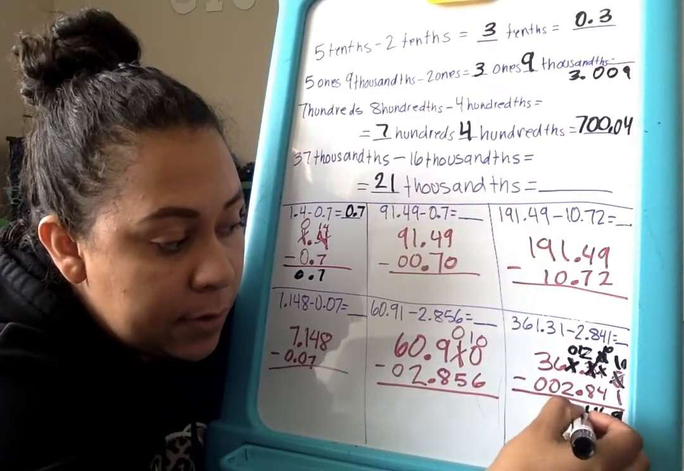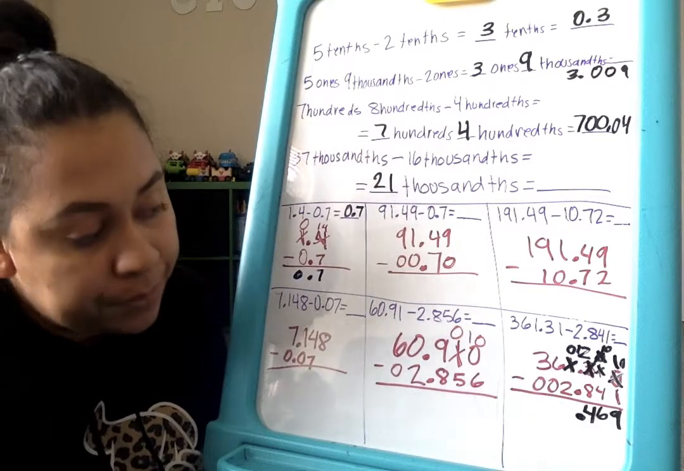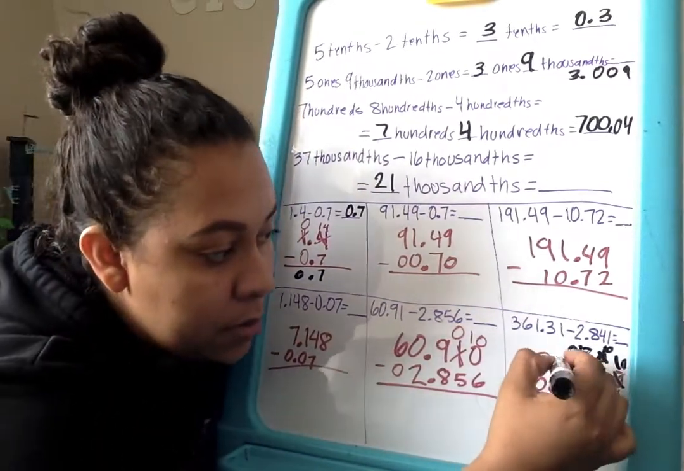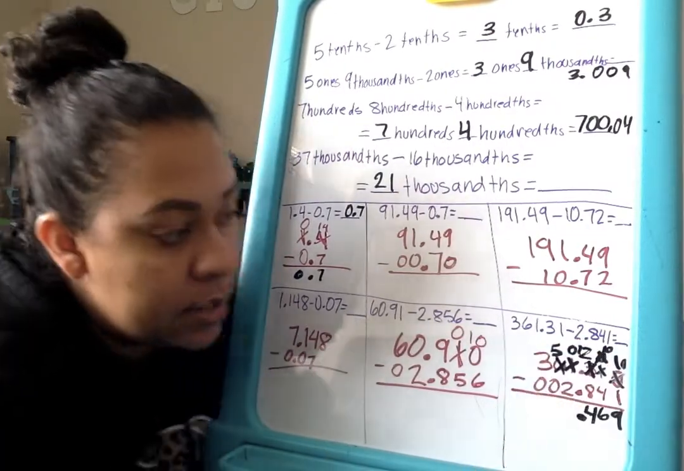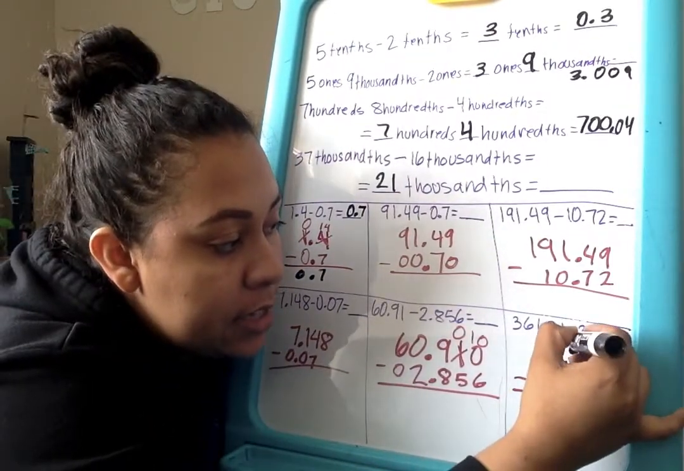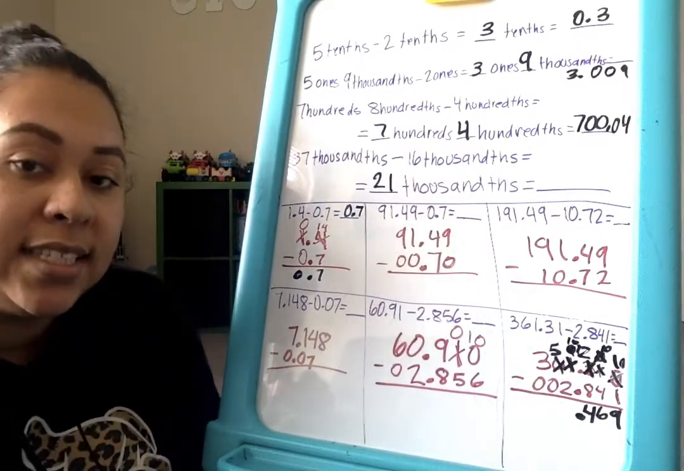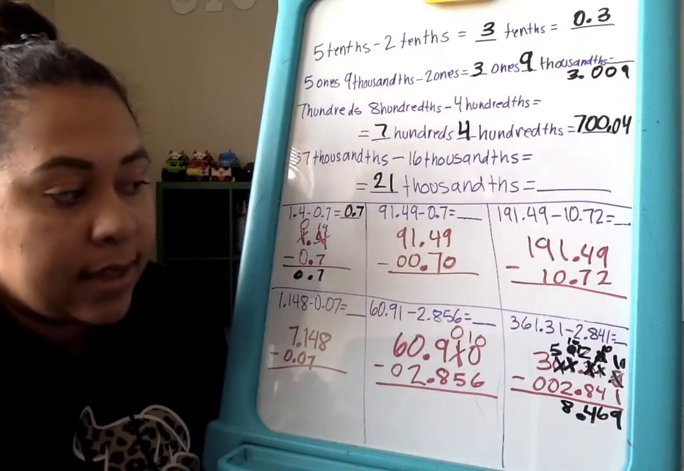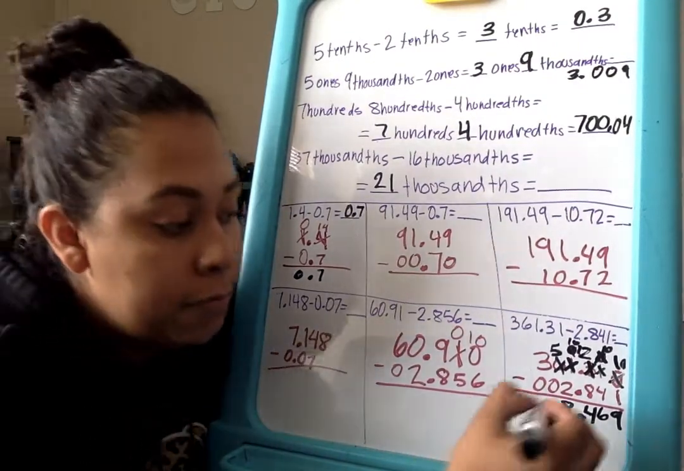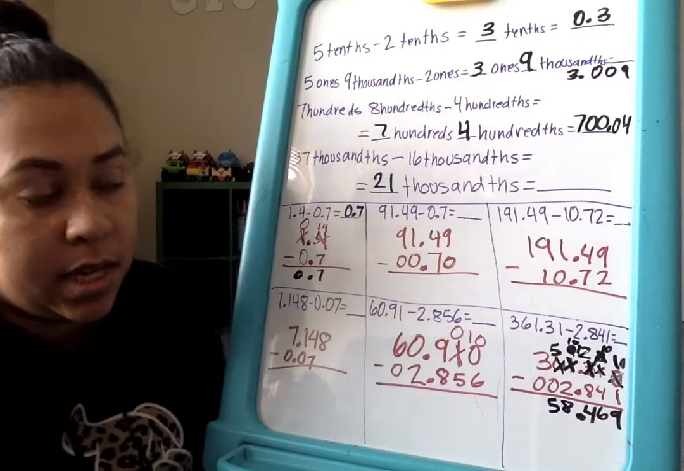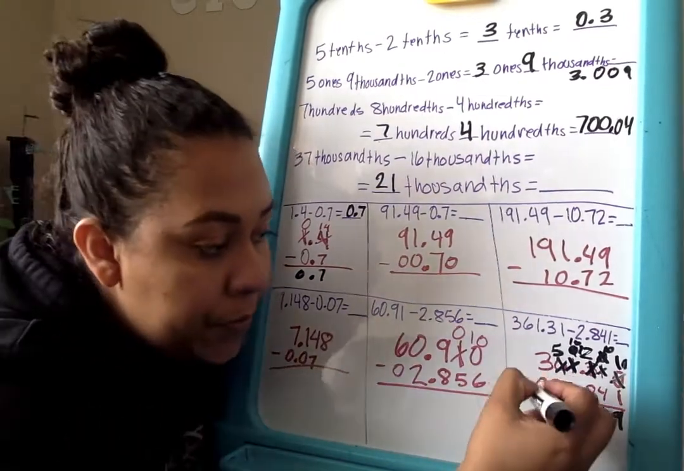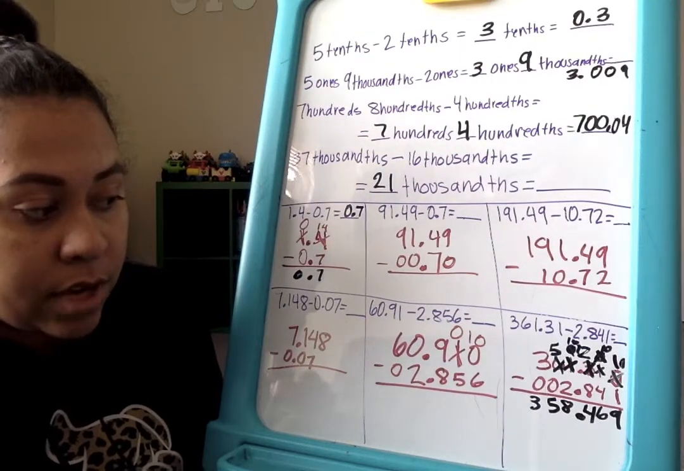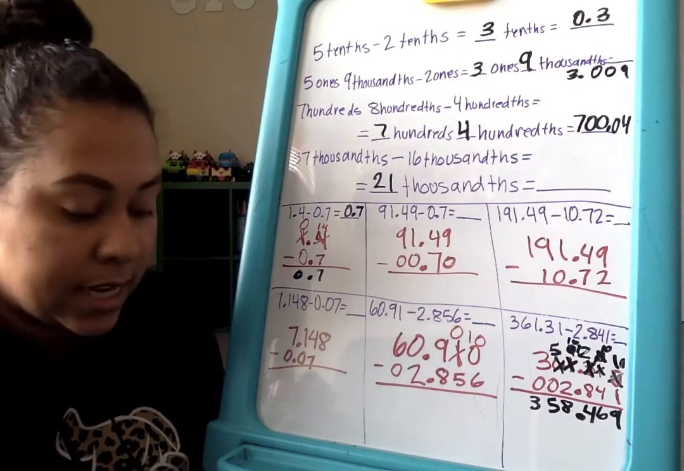So now decimal, because now we're in the ones place. So now 0 minus 2, we don't have enough, so we need to regroup again. So that makes 5 there, and then 10 ones. So now 10 minus 2, which is 8. And then 5 minus 0, 5, because we're not taking away anything. 3 minus 0, 3. So now that's it. 358 and 469 thousandths.